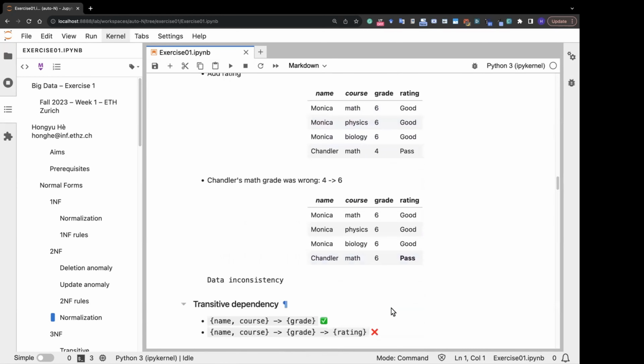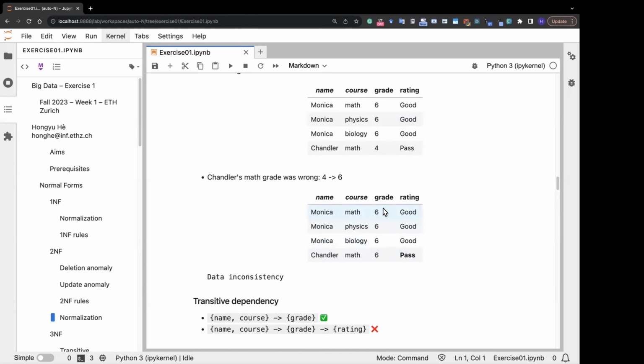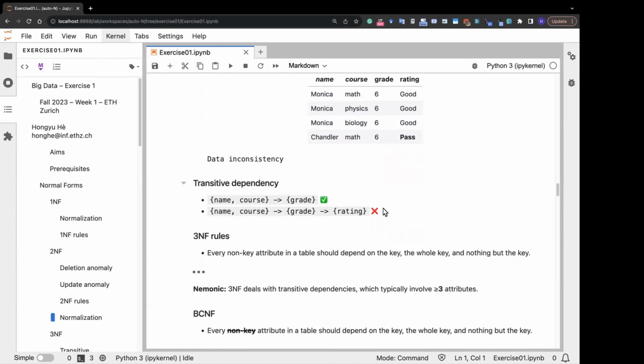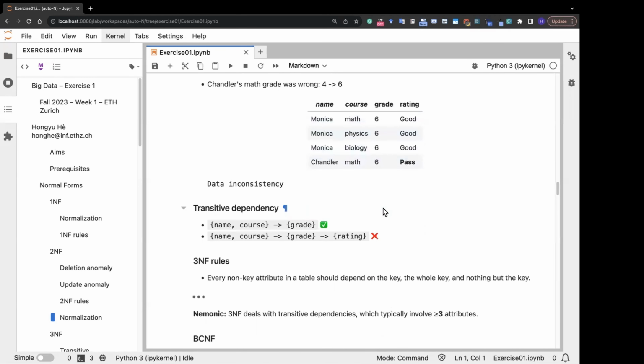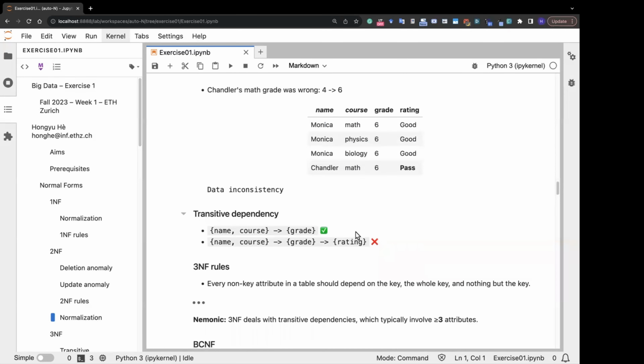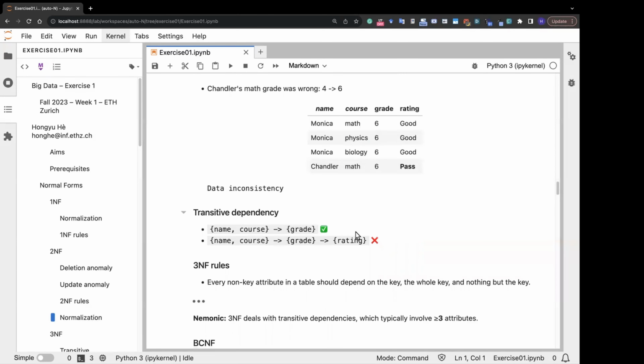So what transitive dependency says is, when we look at the two non-key attributes again, the grade and the rating in this case, the rating is depending on the name and the course, which is a composite key, and the rating here is depending indirectly on the primary key. Actually, it depends on the grade, right? So what we can do in this case is normalize the table again to make sure that for the third normal form, every non-key attribute in the table should depend on the key, the whole key, and nothing but the key.